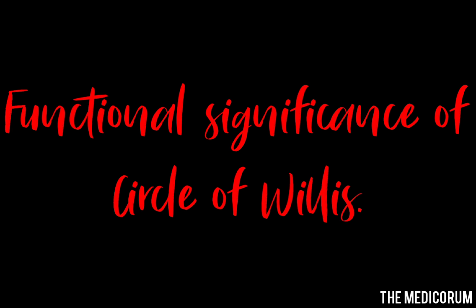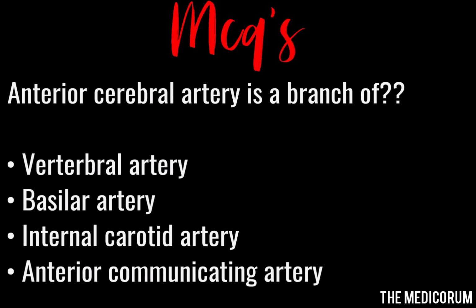The circle of Willis is mostly formed by the major arteries which supply the brain. What if one artery gets blocked? During that time, the circle of Willis will provide various alternative routes for collateral circulation like an arterial traffic circle. Before seeing branches of circle of Willis, we will first solve some of the MCQs.